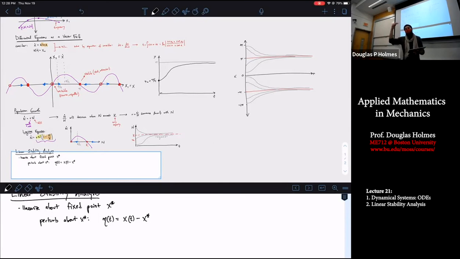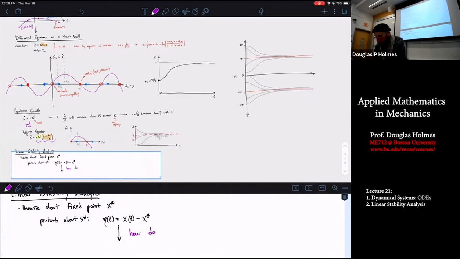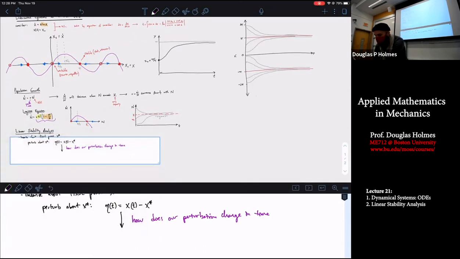So we want to understand the rate of change of our perturbation. How does our perturbation change in time? Does it grow in time or does it decay in time? To determine how our perturbation changes in time, we take the derivative of our perturbation with respect to t. Let me write that down. So now we need to evaluate the derivative of eta. This is pretty simple because x star is a fixed point, it's a constant. So therefore, eta dot is equal to x dot.